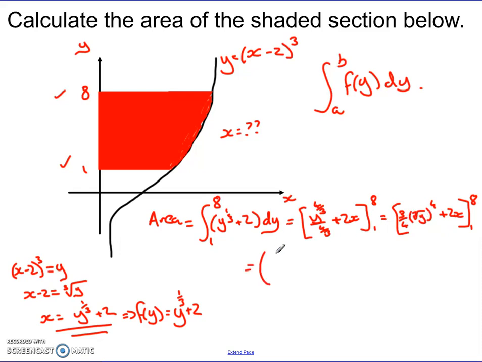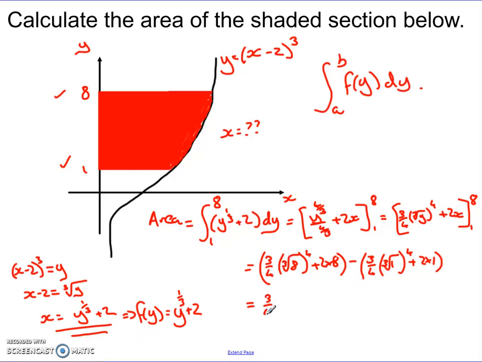So I have to do it at the upper limit. So in this case, I've got 3 over 4 times the cube root of 8 to the power of 4 plus 2 times 8. Take away at the lower limit 3 over 4 times the cube root of 1 to the power of 4 plus 2 times 1. Calculate this upper limit here. Well, cube root of 8 is 2. 2 to the power of 4. 2 2s are 4, then 8, then 16.